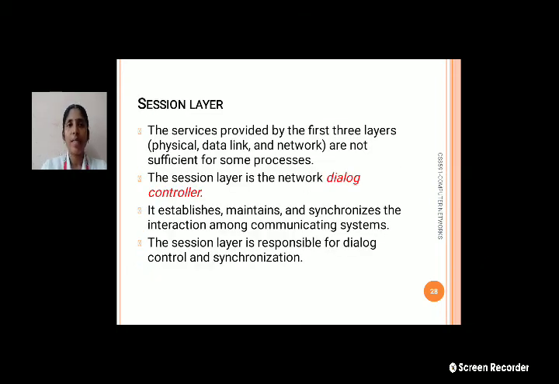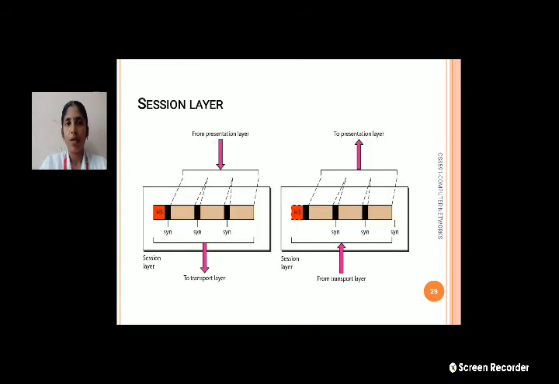And the next layer is the session layer. The services provided by the first three layers, physical, data link and network, are sufficient for some processes. For a small process, it is enough to carry all the services, but for some processes it is not sufficient. To make it more efficient, the session layer includes a dialogue controller. So it establishes, maintains, and synchronizes the interaction among the communicating systems. The session layer is mainly responsible for dialogue control and synchronization. So this is about the session layer.